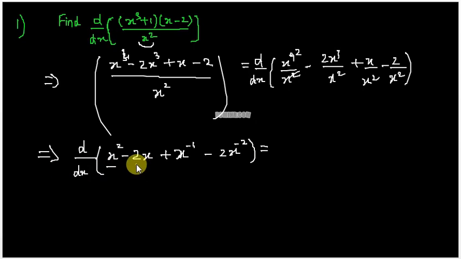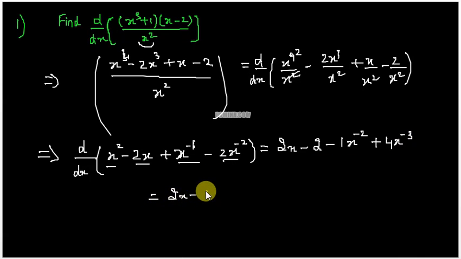Differentiate each term separately. So x squared derivative is 2x, minus 2x derivative is 2, plus x raised to the power minus 1. So that minus 1 would come here as the multiple and you get minus 1 into x raised to the power minus 2, because in differentiation we go on decreasing the powers by 1. And minus 2 into this minus 2 would come here, so we get plus 4, minus 2 into minus 2 is plus 4, x raised to the power minus 3. So our final answer would be 2x minus 2 minus 1 upon x square plus 4 upon x cube.